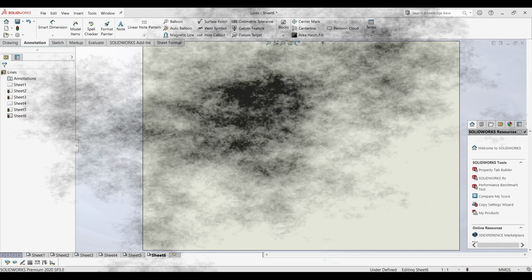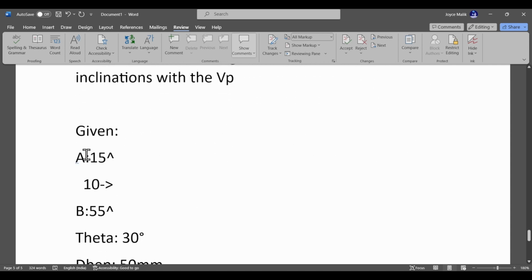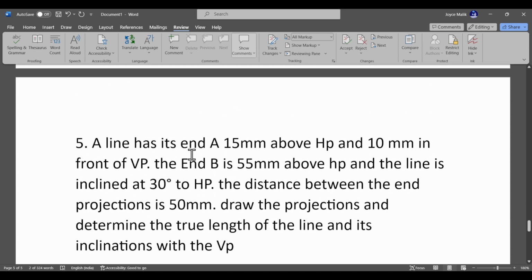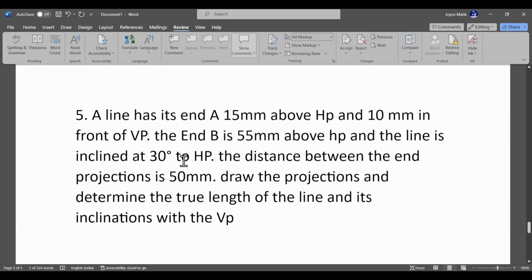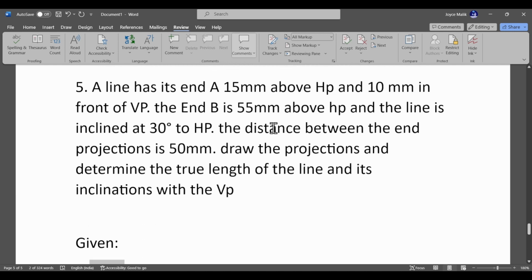Yeah, let us go to the next question. That is the fifth one. A line has its end A 15 mm above HP and 10 mm in front of VP. So this is the given. The end B is 55 mm above HP, and the line is inclined at 30 degrees to HP. The distance between the end projections is 50 mm. DBEP is 50 mm. And there's theta somewhere.